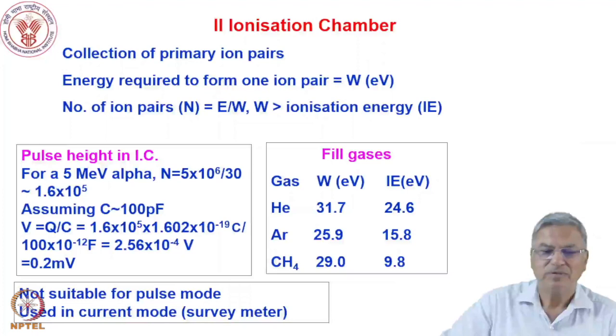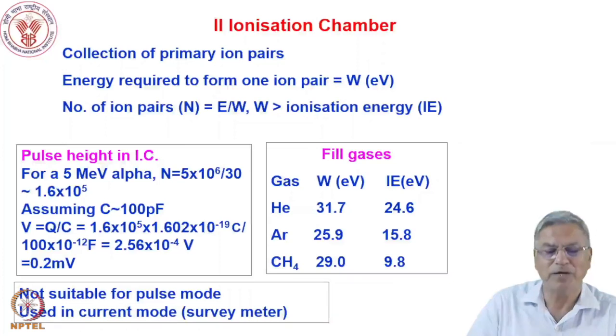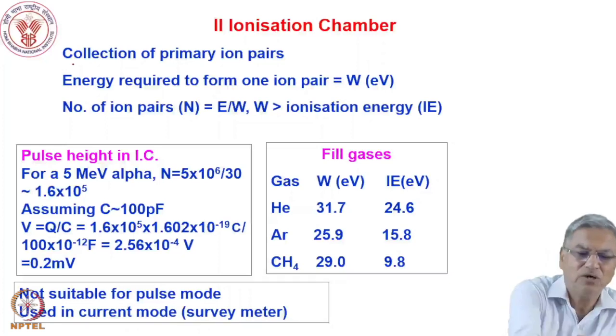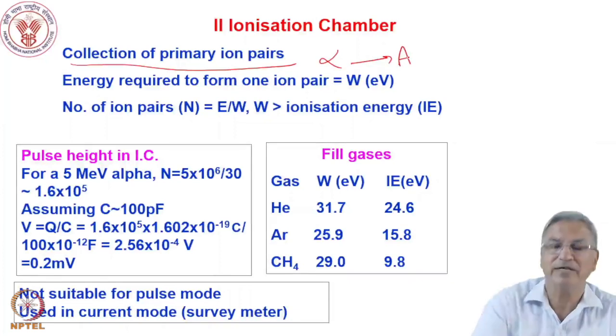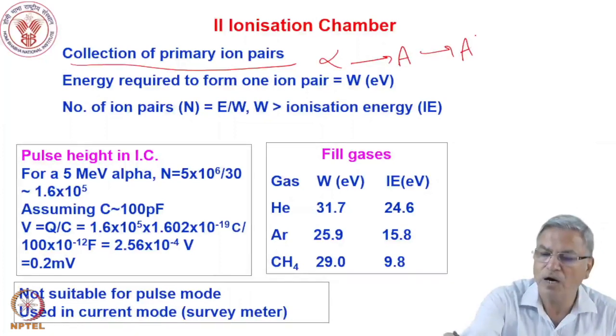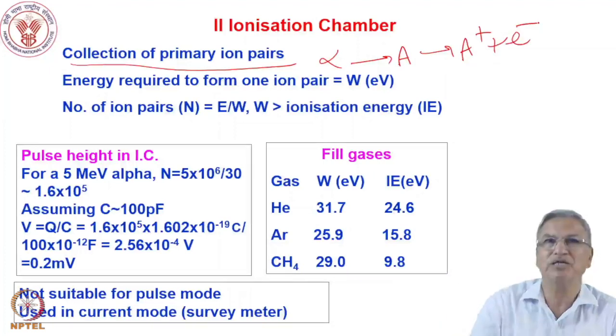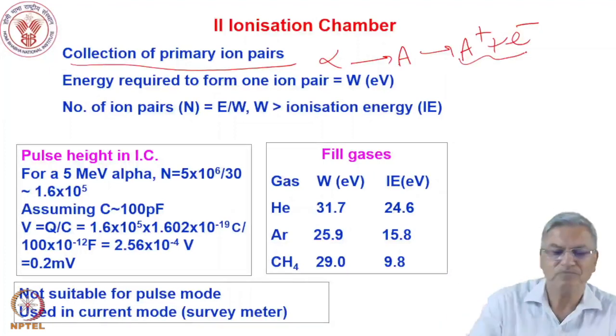Now, let's come to the first detector type, that is the ionization chamber. I already explained briefly that the ionization chamber depends upon the collection of primary ion pairs. That means, let us say an alpha particle hits the gas, let's say argon, and gives rise to argon plus ion plus electron. So this is the primary ion pair. And collection of these primary ion pairs across the anode and cathode respectively will give rise to a voltage signal at the voltmeter.